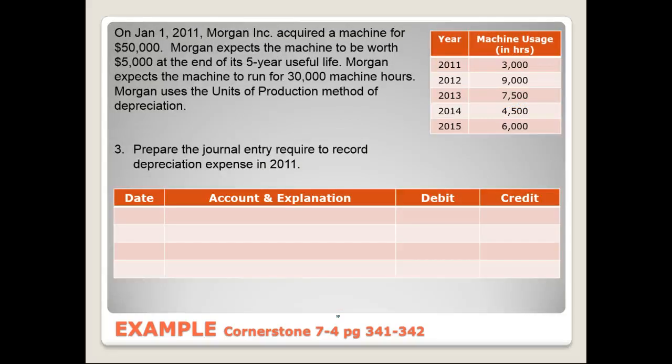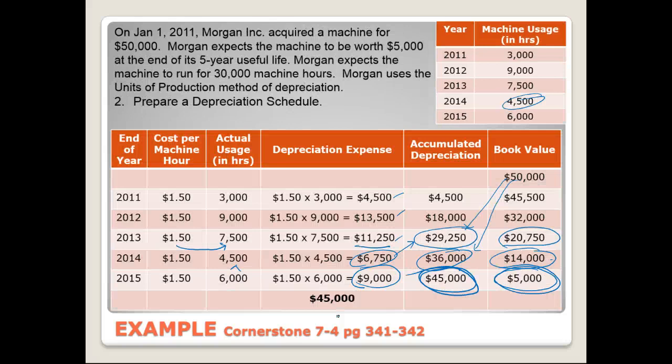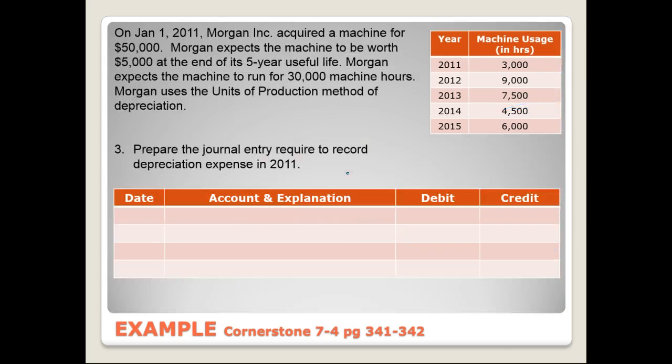And if we were going to make the entry for the depreciation expense at the end of 2011 using the units of production method, well, let's go back. What was the depreciation expense from 2011? $4,500. So on December 31st, 2011, wow, that would have been a really late year. 2011, what would be the entry for depreciation expense? Right. It would be a debit to depreciation expense of $4,500 and a credit entry to accumulated depreciation of $4,500.